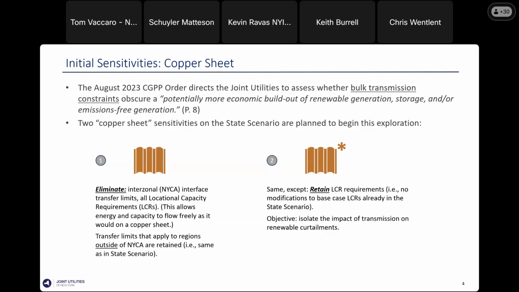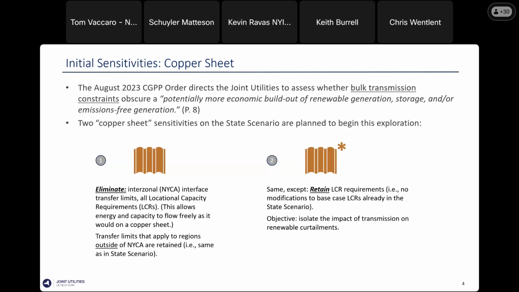Additionally, we did not modify the extra-zonal limits, so outside of New York, i.e. how much power we can transfer with ISO New England or PJM or Canada, for example. Those were not changed for a number of reasons, really focusing on bulk interfaces within New York.